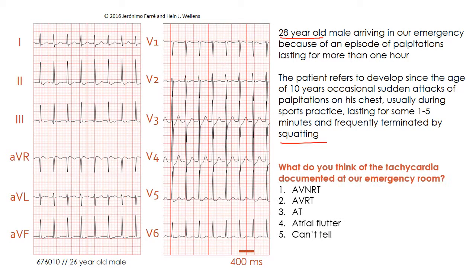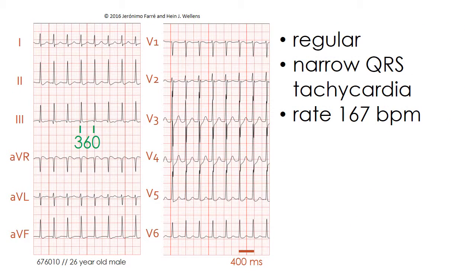What do you think of the tachycardia documented at our emergency room? We offer you 5 possibilities: AV nodal reentry tachycardia, atrioventricular reentry tachycardia using an accessory pathway, atrial tachycardia, atrial flutter, or even the possibility of declaring that you can't tell from this electrocardiogram.